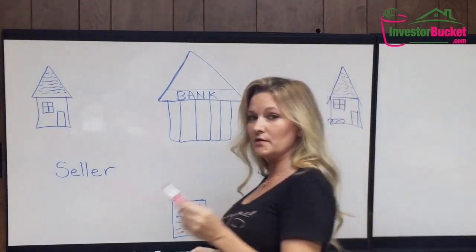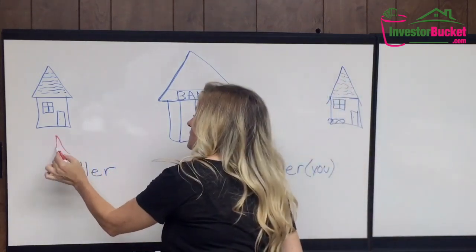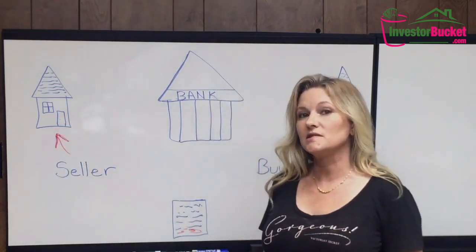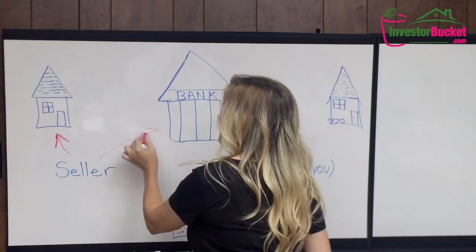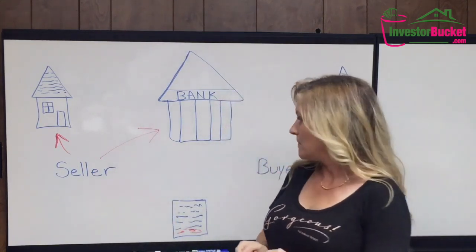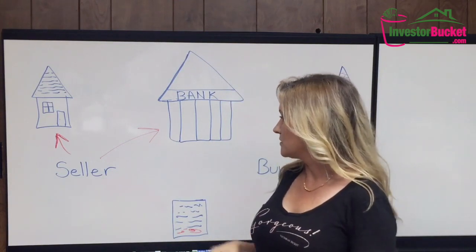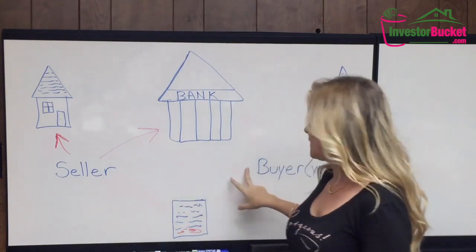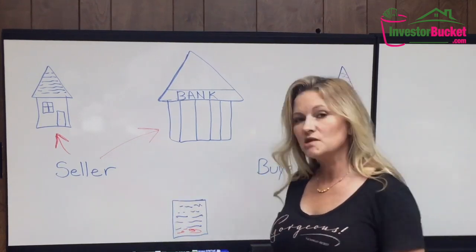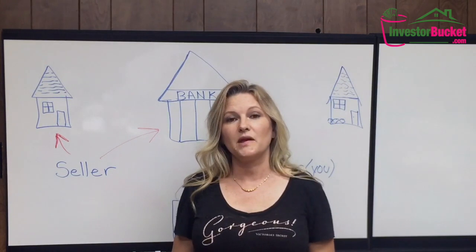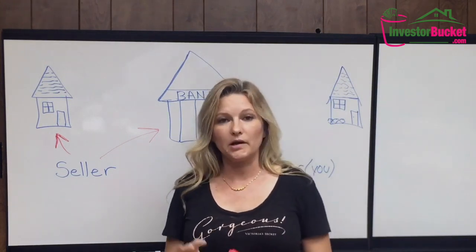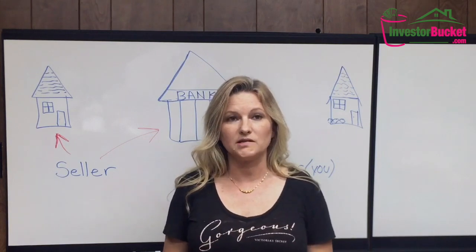So you have your seller here, and for some reason he wants to sell his house. The seller owns this property, he owns this house. He is also making payments to his bank for his mortgage. So basically, the seller and the buyer will come to an agreement to purchase the property. And in some situations, this transaction might be helpful, and it is a win-win situation for all parties involved. We're not going to get into that right now. We're just going to go over what a subject to is.